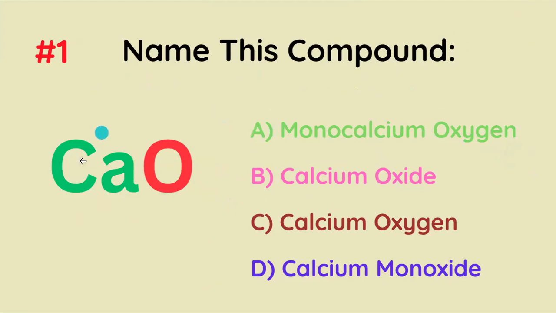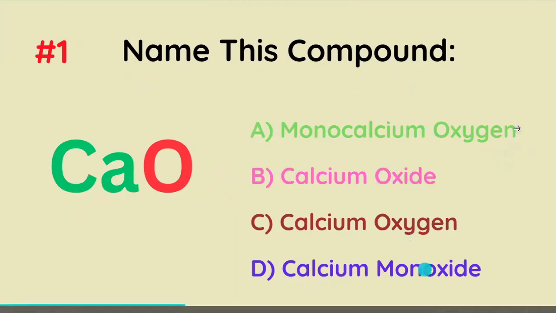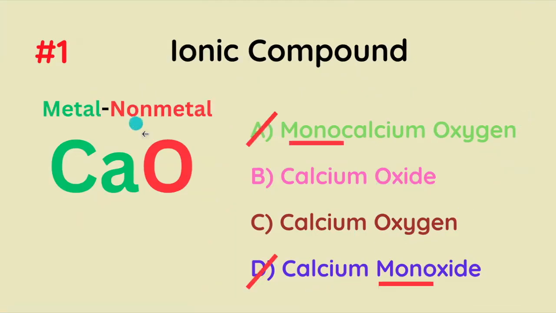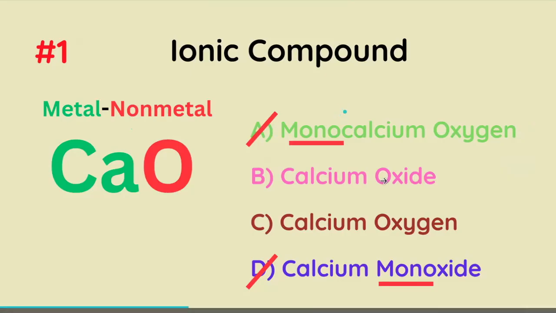Name the compound which moves and gives us milk. Monocalcium oxygen, calcium oxide, calcium oxygen, calcium monoxide. So we know that this is an ionic compound because it's a metal bonded to a nonmetal. So we're going to reject any prefixes because that has to do with molecular nomenclature as opposed to ionic nomenclature. So is it calcium oxide or calcium oxygen?